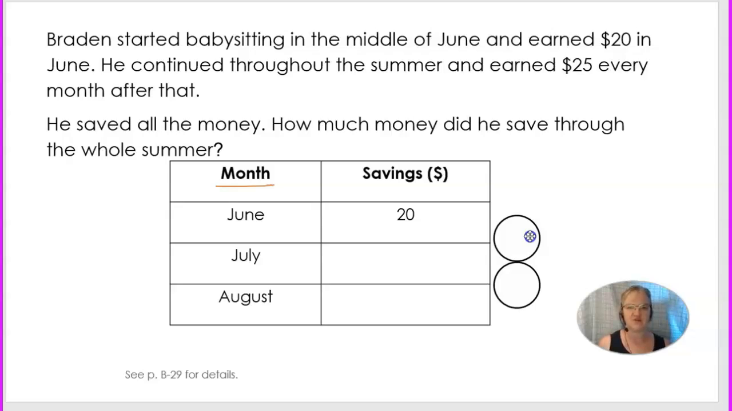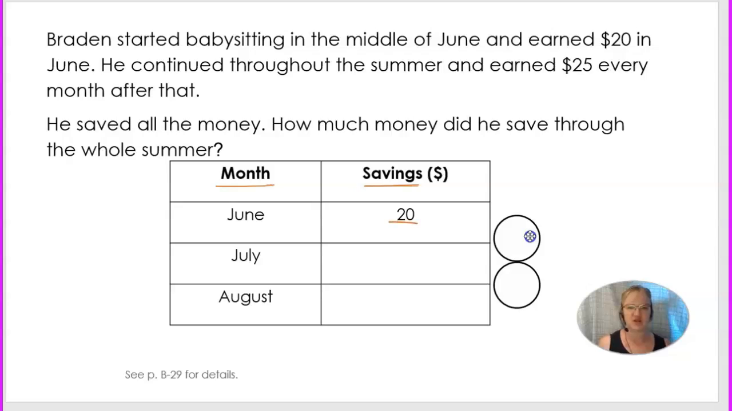And over here, note that we have the savings. This isn't the amount that he made each month, but this is how much he saved. So we're assuming he didn't spend any money. He just put it all away in the bank, or possibly in his piggy bank in his room. We don't know. So he started with $20 in June.